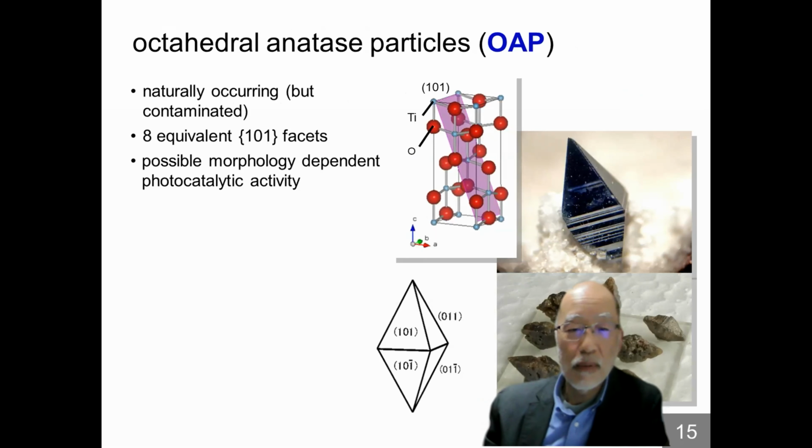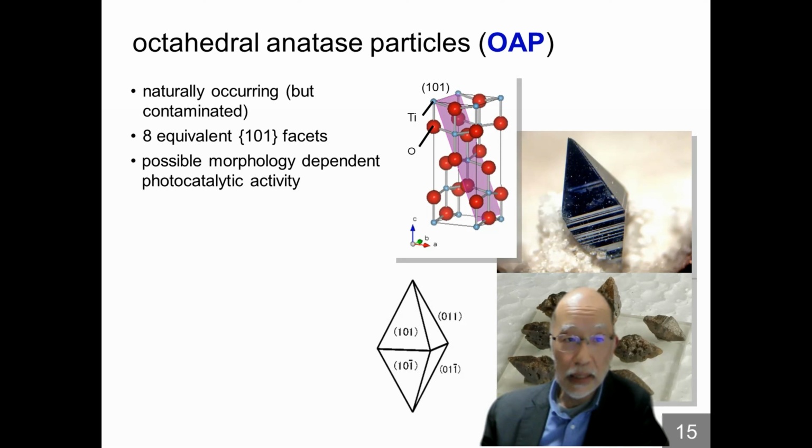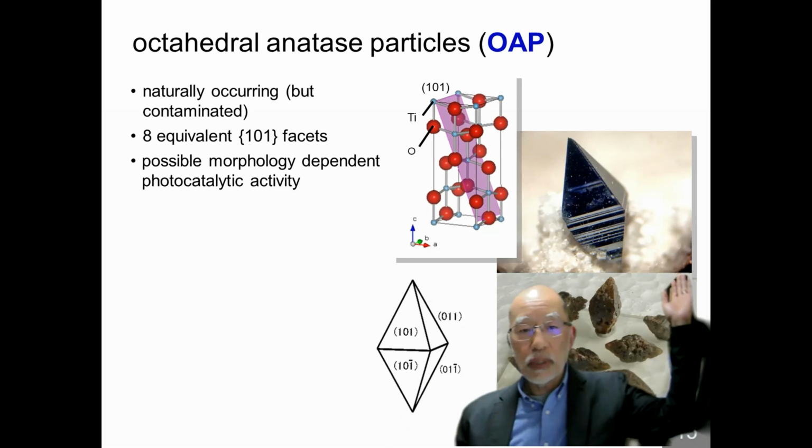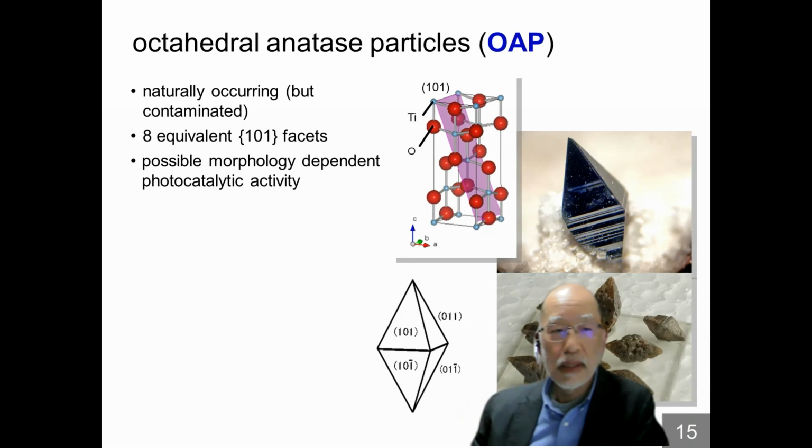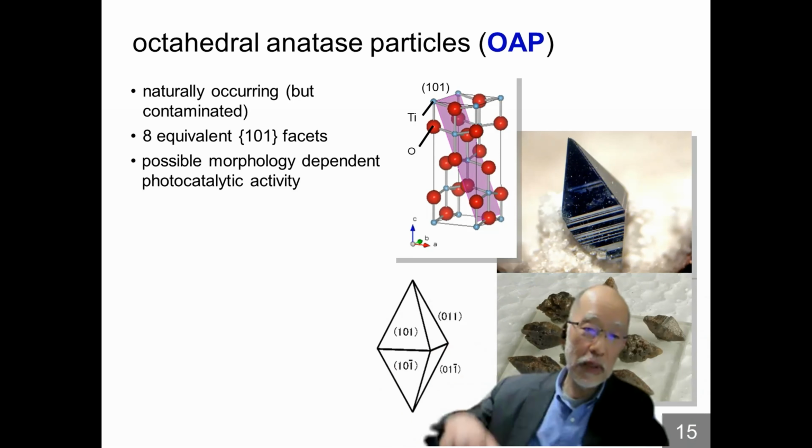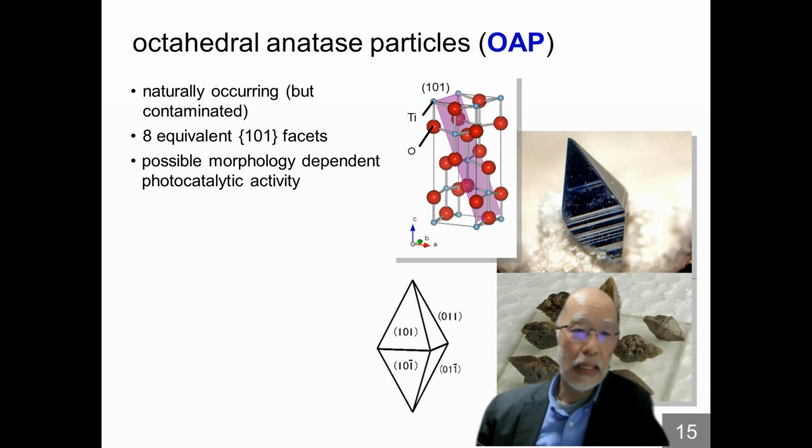But a very good example is here. Probably you may know the name Titania, titanium dioxide, TiO2. One of the crystalline forms is Anatase. This is the natural crystal of Anatase. That is the bipyramid structure. And these 8 facets are exposed in this octahedral particle.